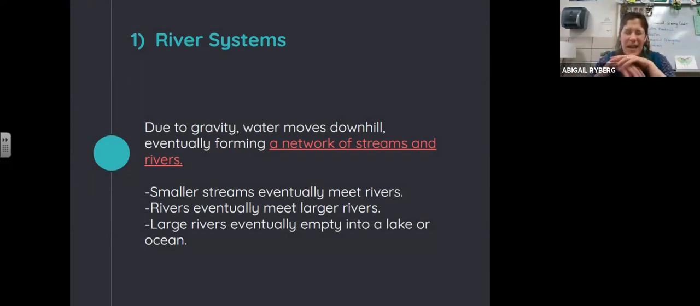You can visualize that smaller streams and creeks eventually meet up with bigger rivers, and bigger rivers meet up with even bigger rivers, and they combine and dump into each other. And large rivers usually dump into some type of larger body of water, like a lake or an ocean.